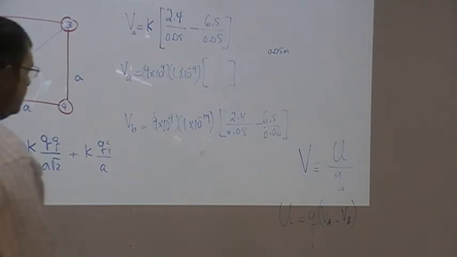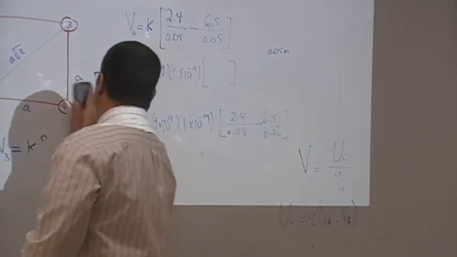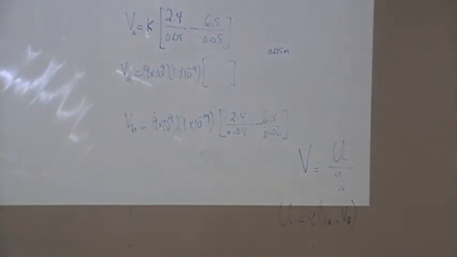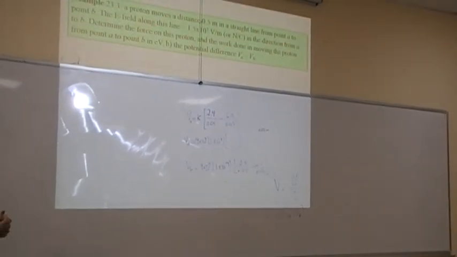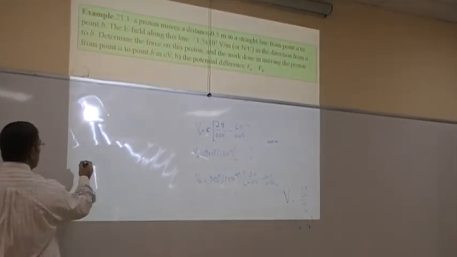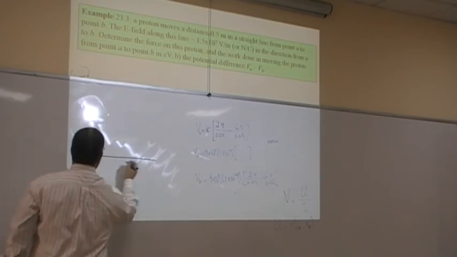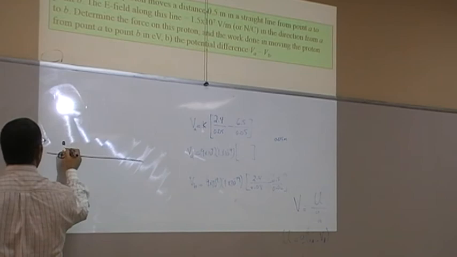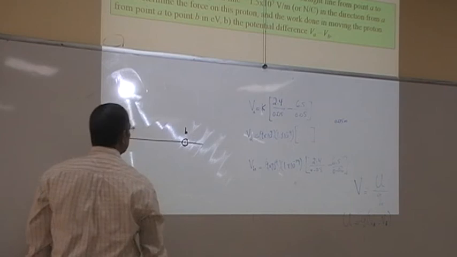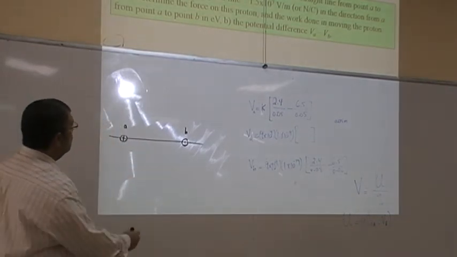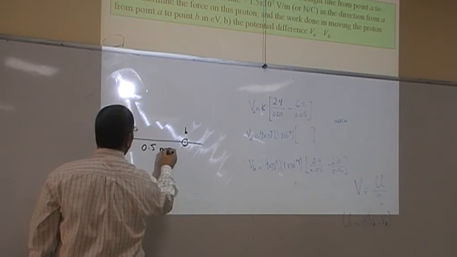Another question, all of these questions, by the way, are from the end of the chapter. Okay, so what is this? It says that a proton moves a distance of 0.5 meters in a straight line from point A to point B. So I have a positive charge that is moving from point A to point B, and the distance between them is 0.5 meters.